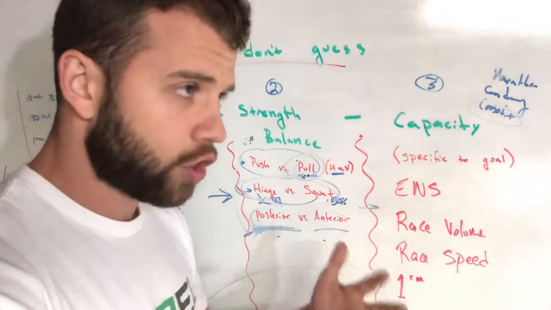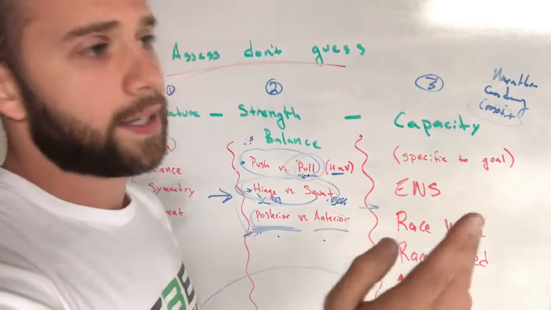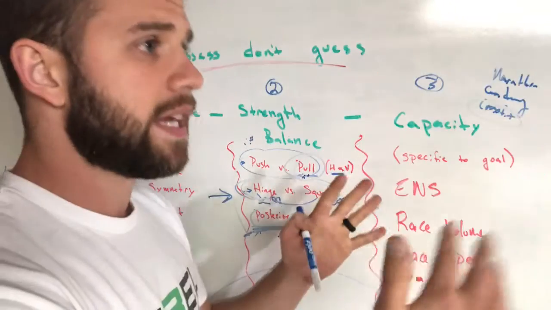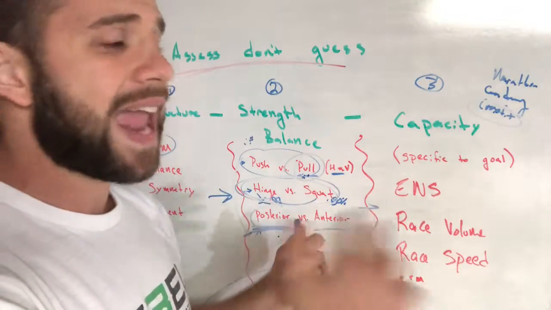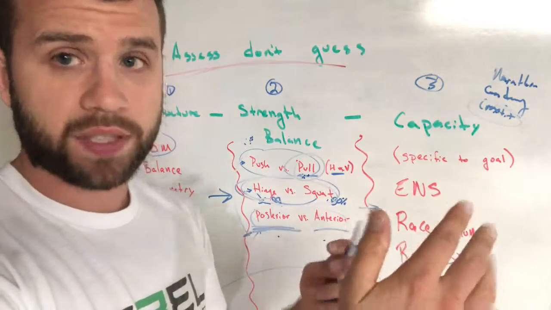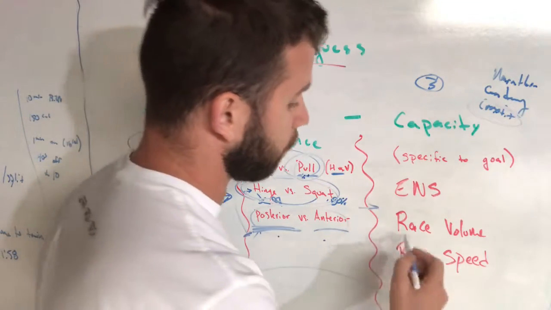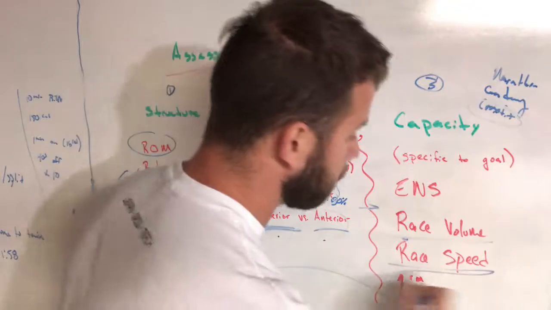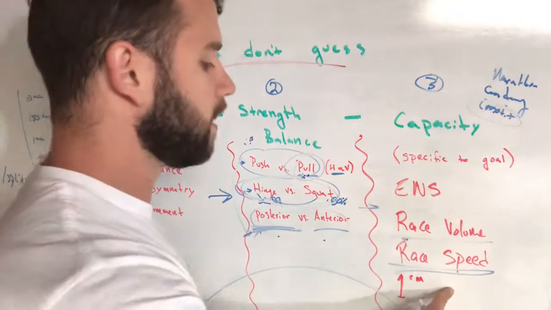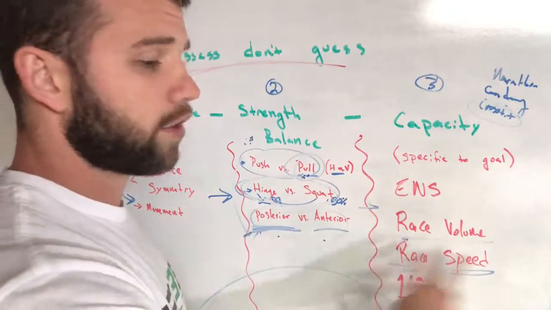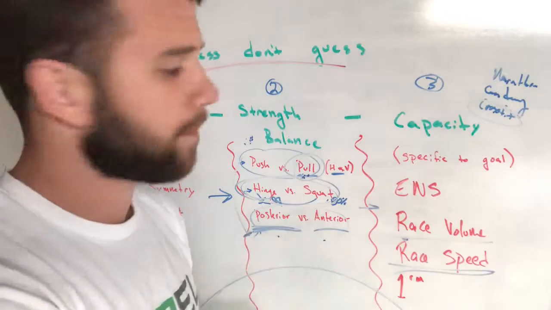So you should be able to do in a 10-minute piece 70 to 80 plus chest to bar pull-ups in a workout. So that's actually called race volume. We have race speed. So what does that look like? That's going to be split time on a rower in order to be competitive in this sport, right?